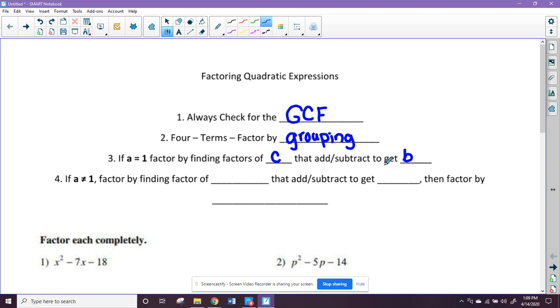Then, if the a is not 1, we have to multiply a times c and find those factors. So we're finding the factors of a times c that add or subtract to give us our b. The only thing different between this is we have to multiply our first and last term to find what add or subtract to give us b, and then we have to factor by grouping.